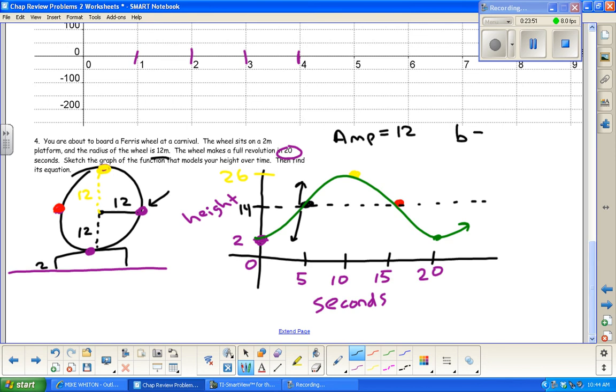We know the period was 20. So the b value for our equation, again, we're in radians here, needs to be 2 pi over the period, 2 pi over 20. Let's just reduce that exactly. 2 over 20 is 1 over 10, so pi over 10. So that's our a and our b. And then as far as any shifts, the midline was up at 14, so we had a shift of up 14. So let's put all those together and write an equation.